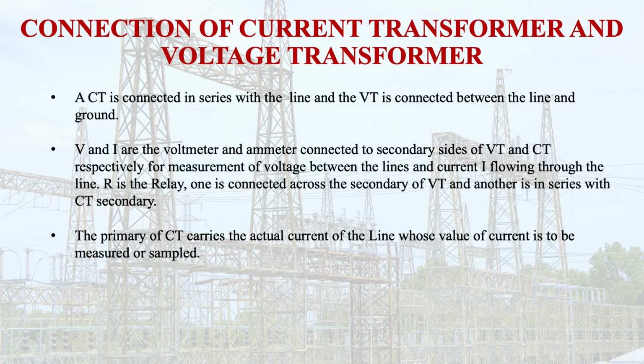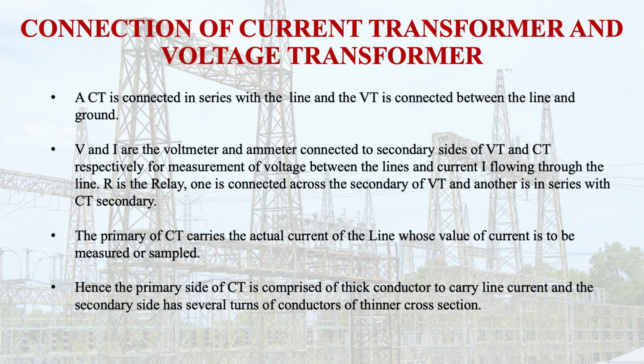So the primary of the CT carries the actual current of the line, as you have seen here, whose value of the current is to be measured. So with whatever current you would like to measure, you will connect the primary winding to that part. Hence you can say that the primary side of the CT is comprised of a thick conductor to carry the line current, and the secondary side has several turns of conductors of thinner cross section.